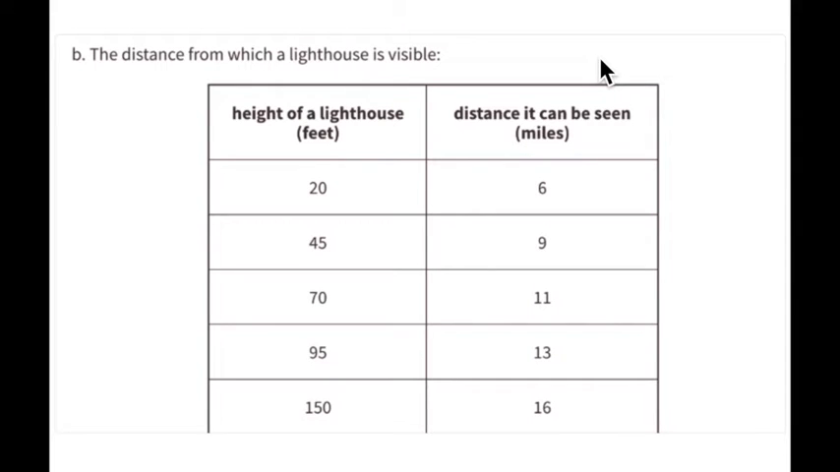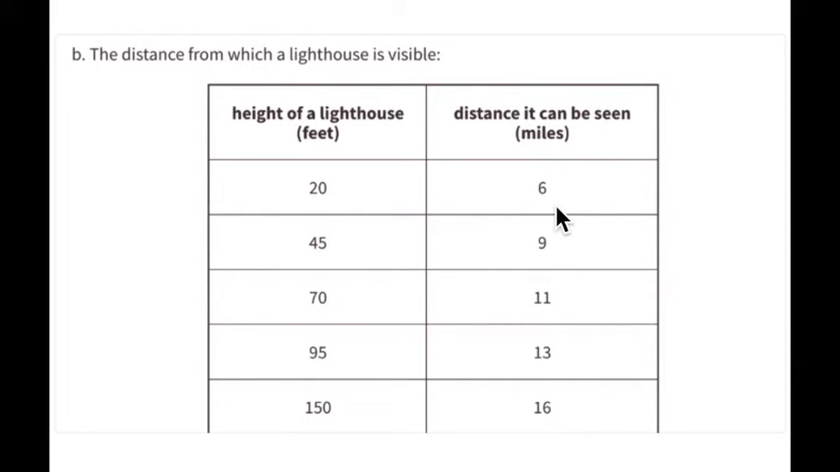So the second table is the height of a lighthouse as you move further away from that lighthouse. So they're looking at how many feet of the lighthouse you can see. So what's the height of the lighthouse? 20 feet, 45 feet, 70 feet, 95 feet, 150 feet. And the distance, you can see these different heights. How far you can go away from these lighthouses and still see them.